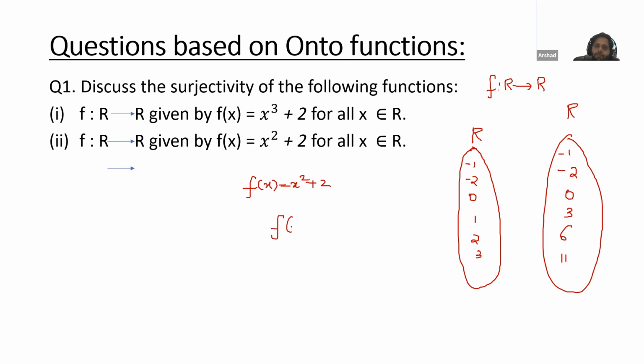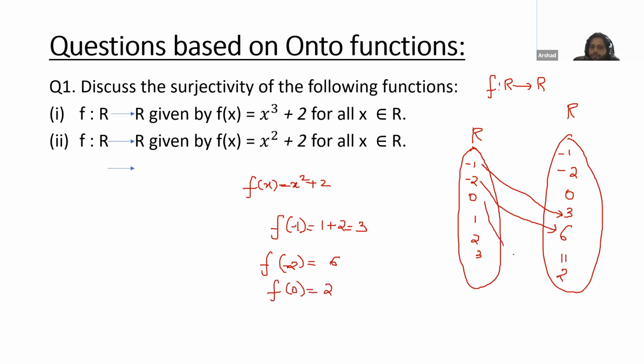Okay. Now please check here. If you put -1, then what you will get? 1 plus 2 is equal to 3. So -1 will be associated with 3. Put -2. What you will get? 4 plus 2, 6. So -2 will be associated with 6. Put 0. So f(0) is what? 2. 0 will be associated with this. 1 will be again with 3. 2 will be with 6. 3 will be with 11.